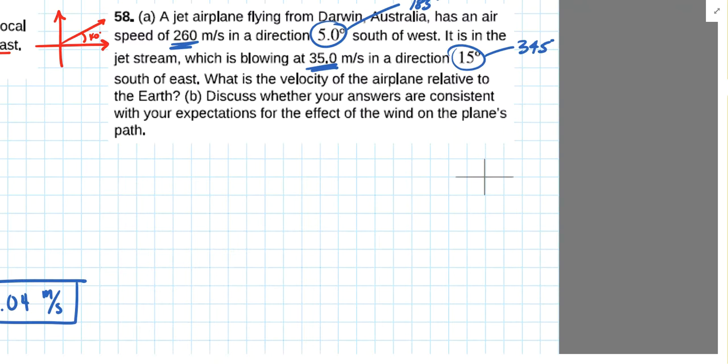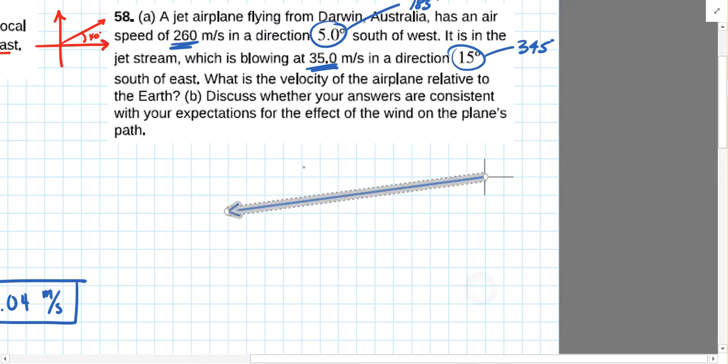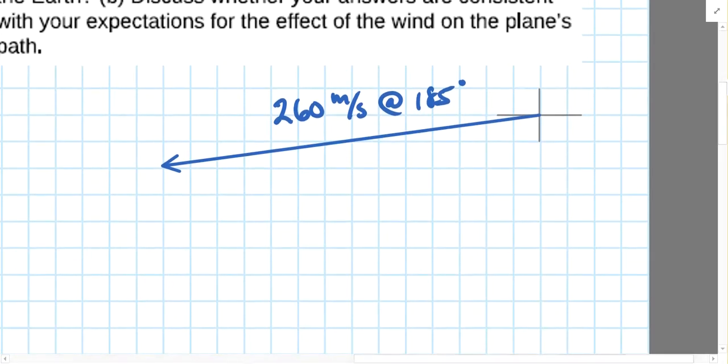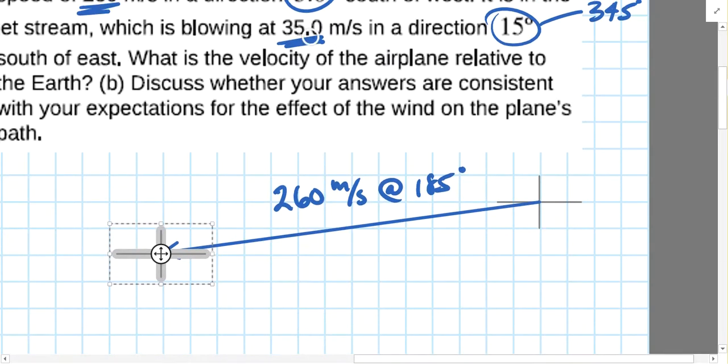And the airplane's vector is traveling 260 meters per second, 5 degrees south. So I'm just going to draw it out here. So this is 260 meters per second at 185 degrees. Okay, so that's 5 degrees south of west. Then what I'll do is I'll draw another small XY axis right here, and focusing on it, I'm now going to draw my 35 meters per second velocity at the 15-degree angle.